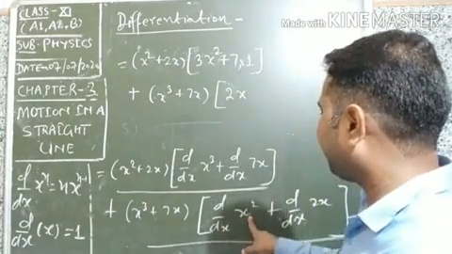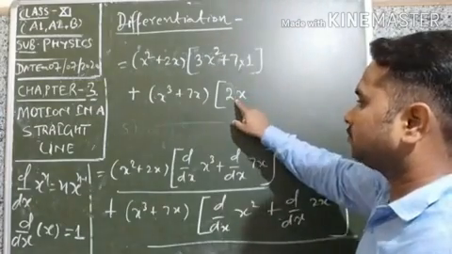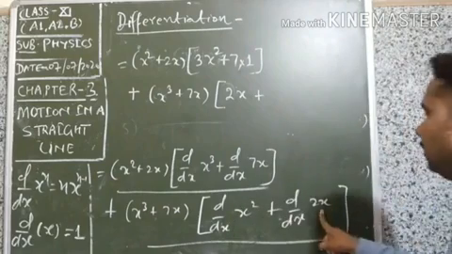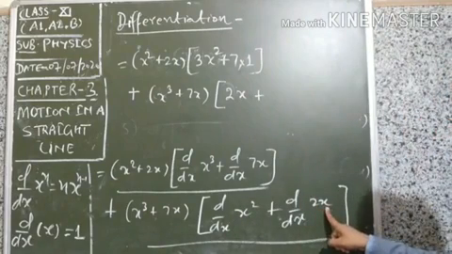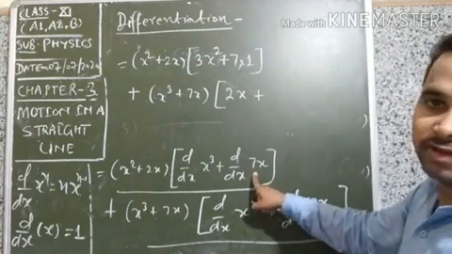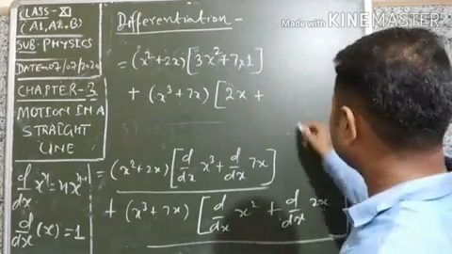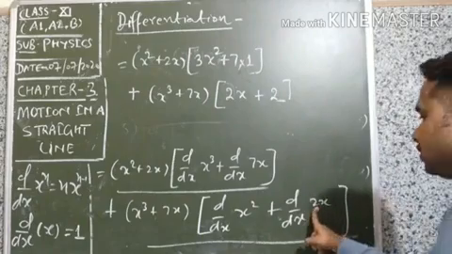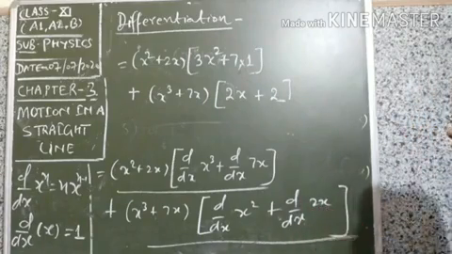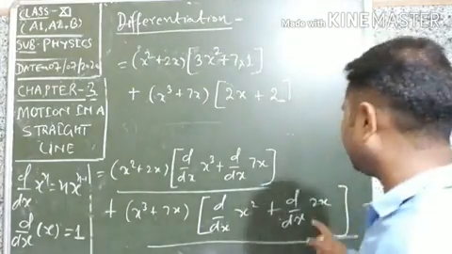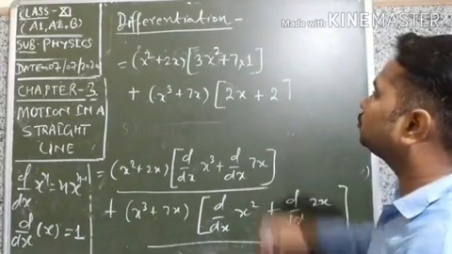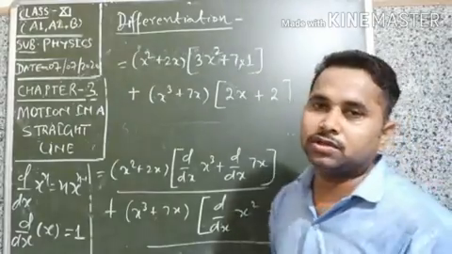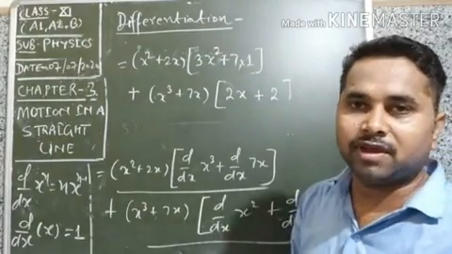d by dx of x square is equal to 2x with the help of the general formula, plus again d dx of 2x. It is in the form of the last expression we have solved, so it is equal to 2, because 2 is the constant, and differentiation of x with respect to x is equal to 1. So 2 into 1 equals 2. So see here, this is the differentiation of the given example we have discussed.